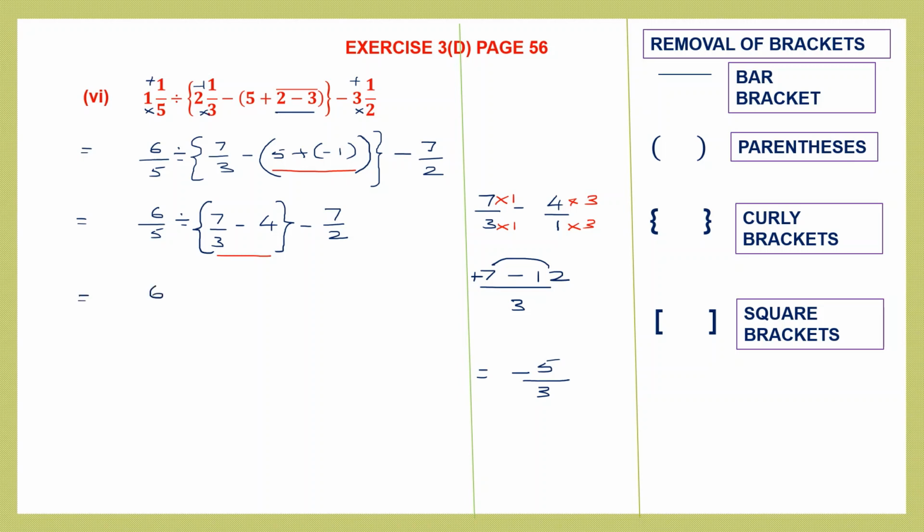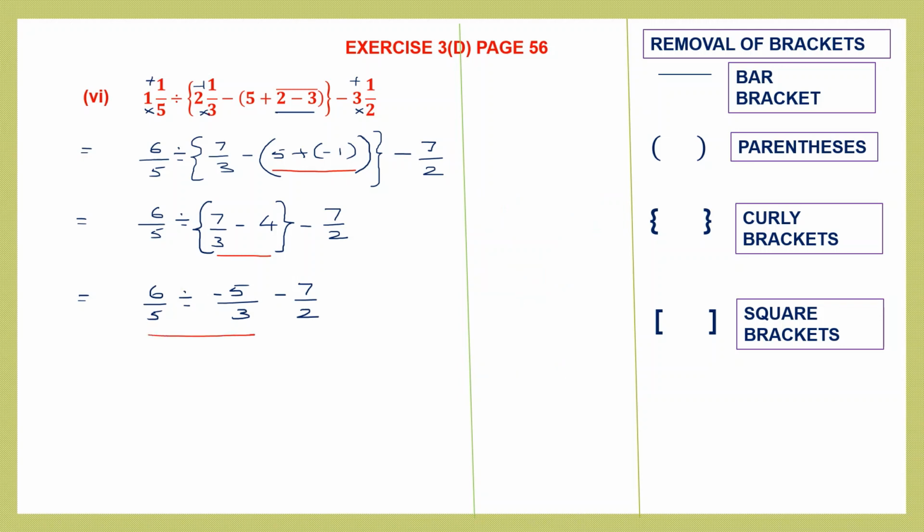So this will be 6 by 5 divided by, now we have opened the curly brackets. Now minus 5 by 3 is the answer that we got, and minus 7 by 2. So here again we have two operations. We have division and subtraction. So we have to do division first. So that means we have to divide these two. So let's do that. So the question is 6 by 5 divided by minus 5 by 3. So this will be 6 by 5. Division changes to multiplication and this becomes 3 by minus 5.